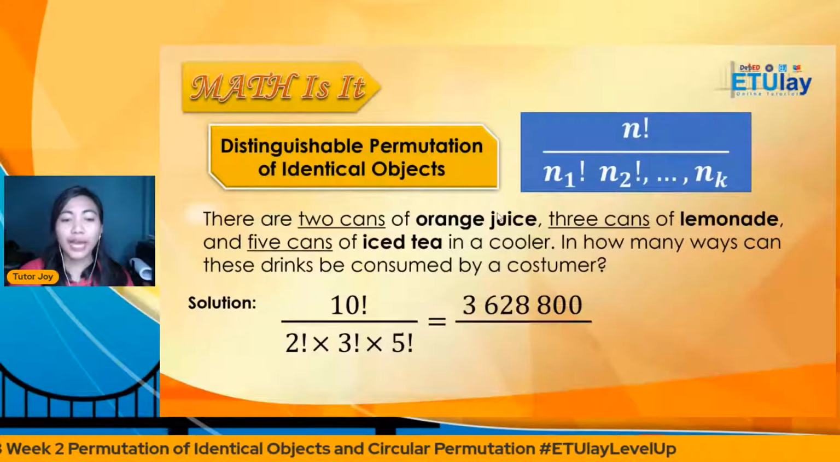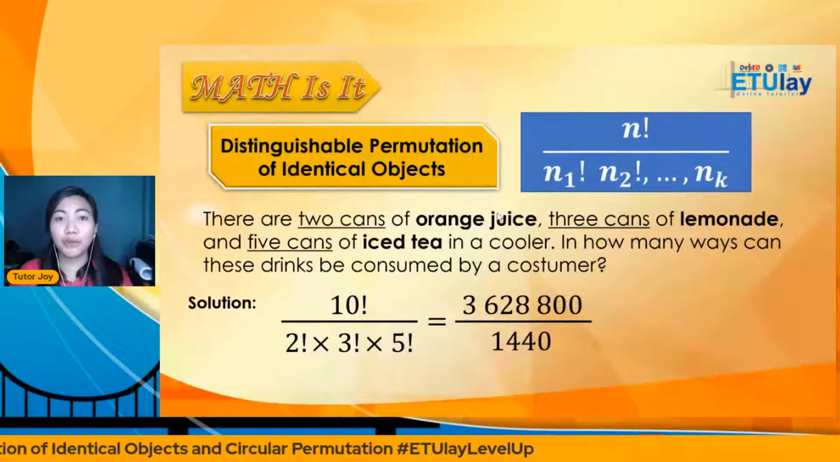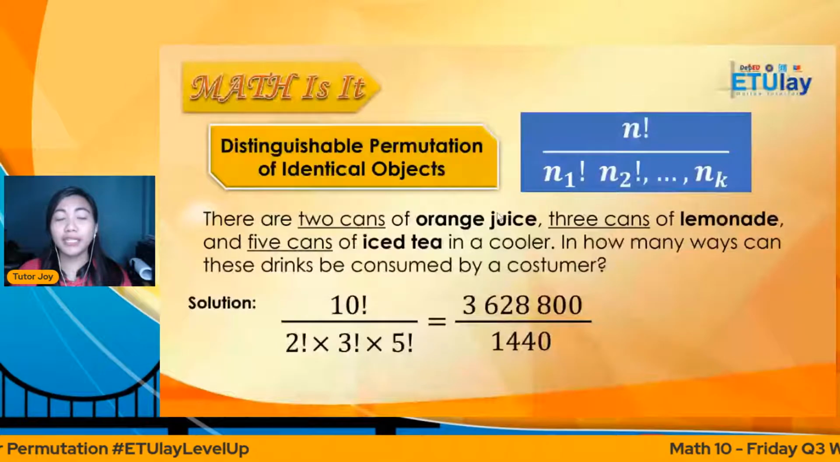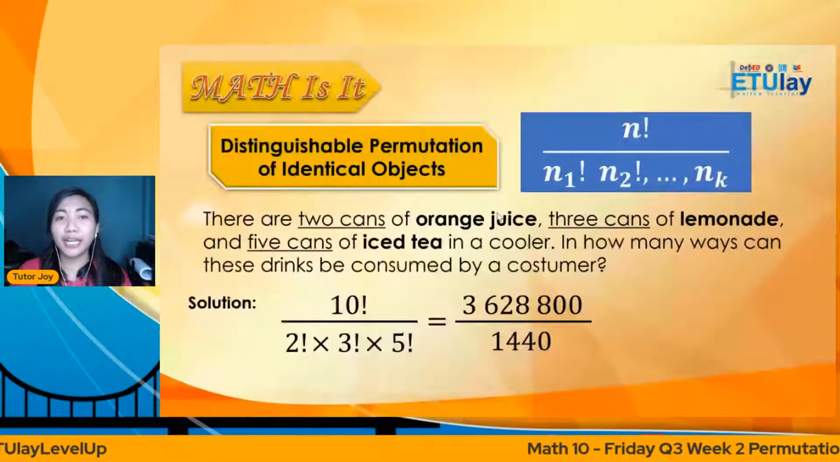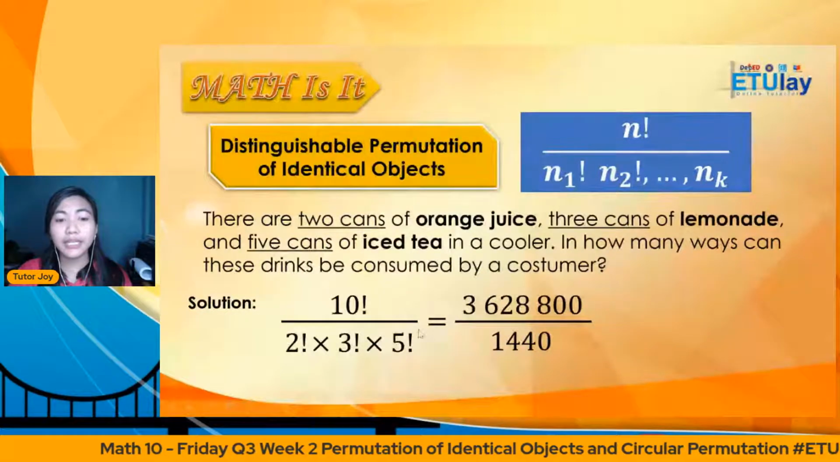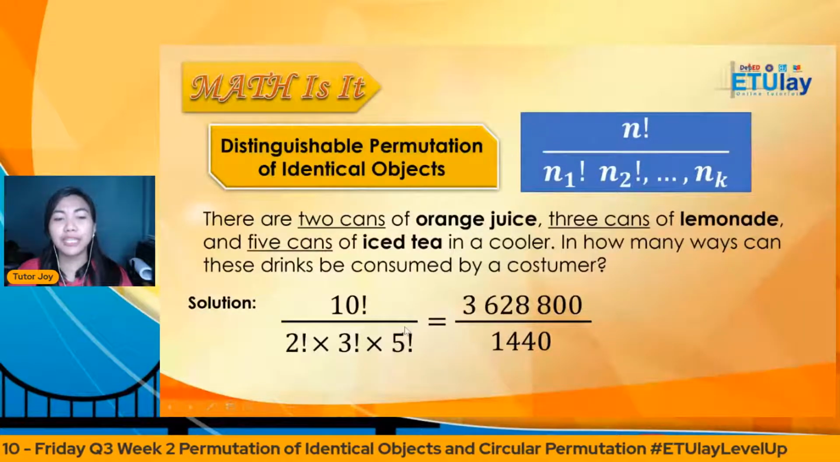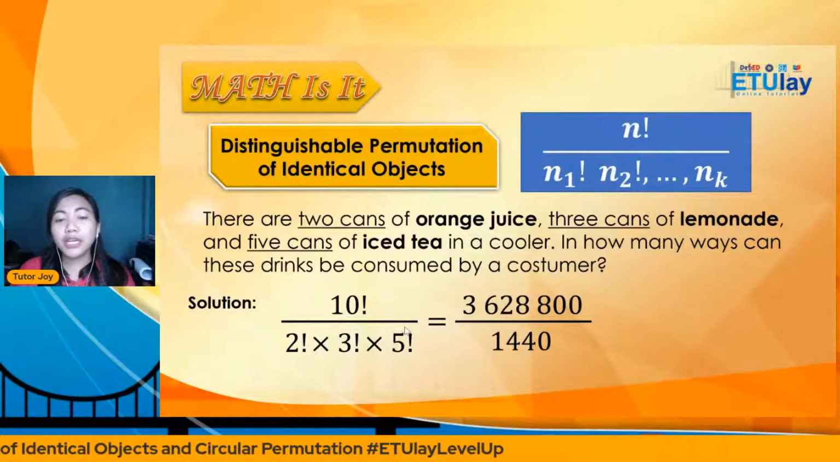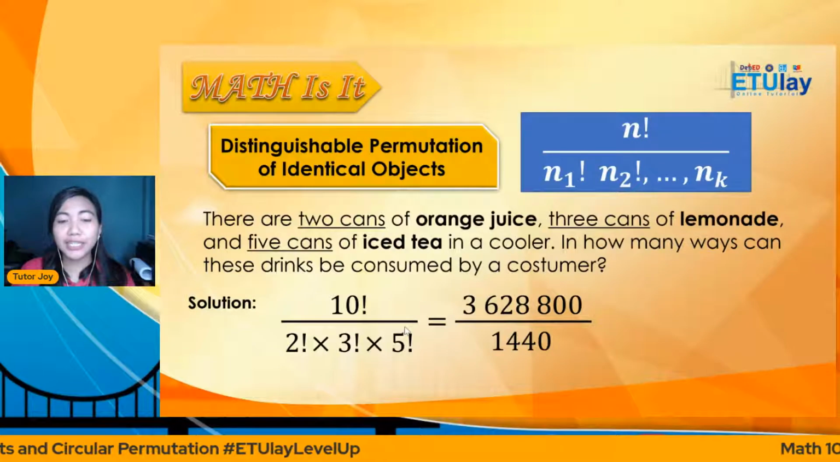And that is 3,628,800. While the product on our denominator, 2 factorial, 2 times 1, yun, di ba? 3 factorial, or simply 6, that is 3 times 2 times 1. And 5 factorial, that is 5 times 4 times 3 times 2 times 1, which is 120. Total product will be 1,440.